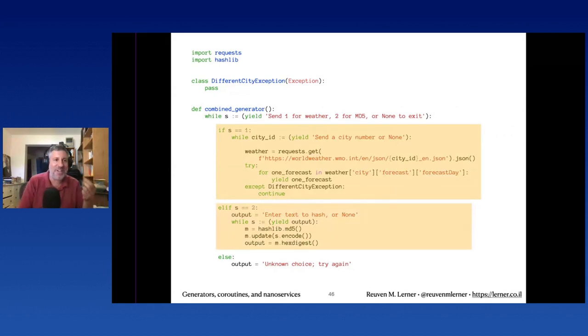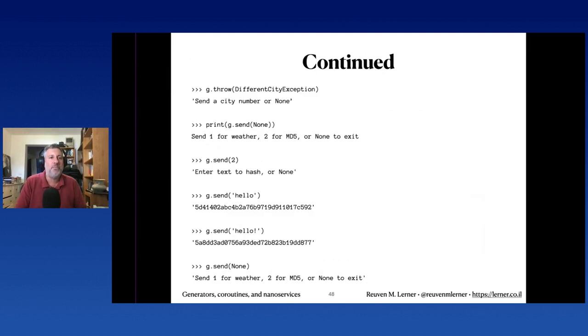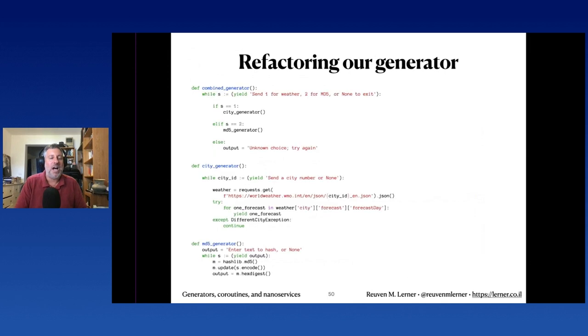This is terrible. The whole point of having these nanoservices, the whole point of coroutines is to break things up. We want things to be small. So I know what I'm going to do. I'm going to refactor it so it's much smaller. I'm going to have a combined generator here, and it's going to say, if S equals equals 1, we'll call the city generator. If S equals equals 2, we're going to call the MD5 generator.